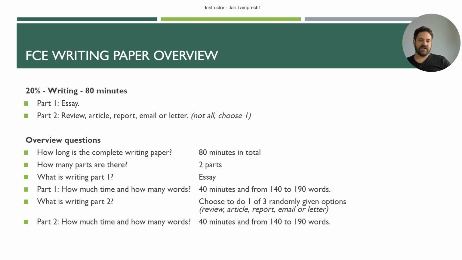Now, some basic questions. How long do we have to complete the overall writing paper? Well, you have 80 minutes to complete both parts, because part 1 is an essay. In part 2, you have an option. You can choose a specific type of writing you want to do. So you have 80 minutes to do both. How many parts are there? There are 2 parts. What is writing part 1? It is an essay. Always, it's an essay.